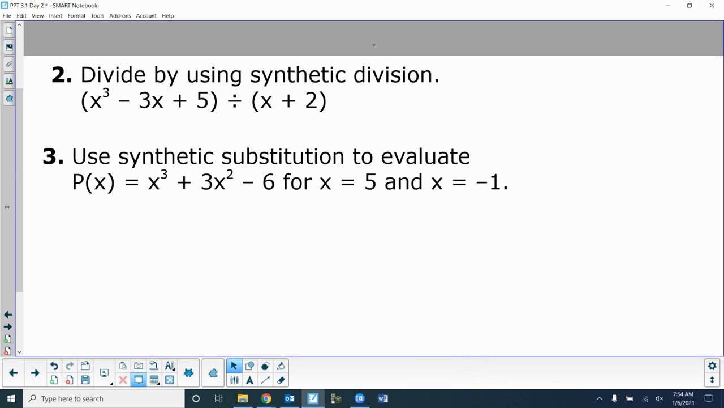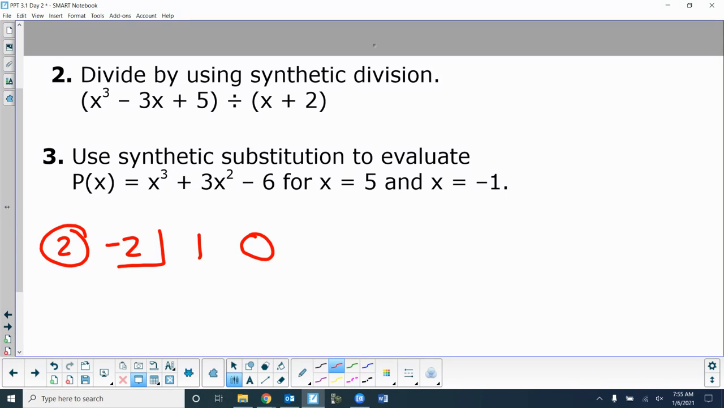All right, so this first one, number 2 there, we're going to put what in our little corner? -2, right? It's basically the opposite of that. Okay, then I need a 1 for the x cubed. There's no x squared, so I have to add 0. Did you remember to add your 0? Then a -3 for the x, and then a 5 for our constant.